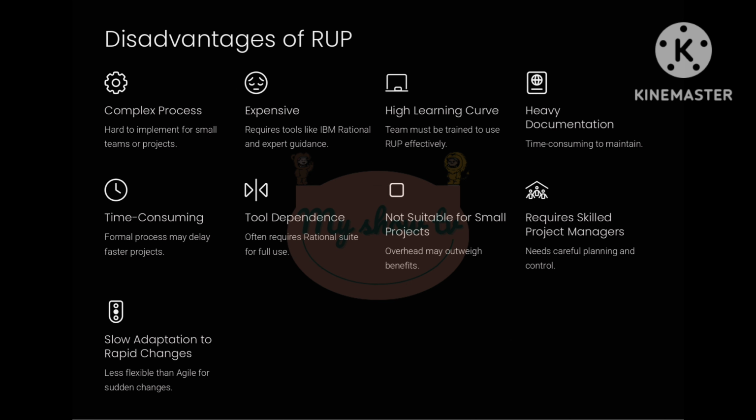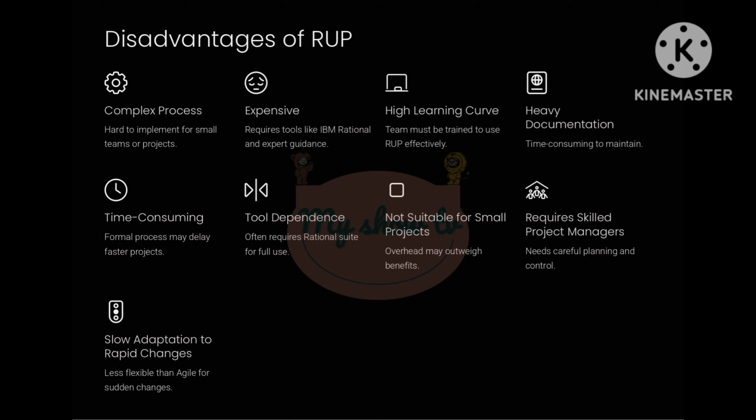Slide 5. Disadvantages of RUP. 1. Complex process, can be difficult for small teams. 2. Costly, may require specialized tools and training. 3. Steep learning curve, requires understanding of many concepts and tools. 4. Heavy documentation, consumes time and resources. 5. Time consuming, formal structure slows down fast-paced development.